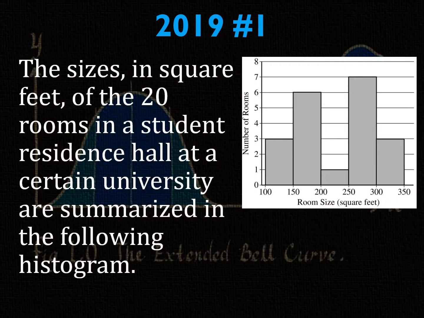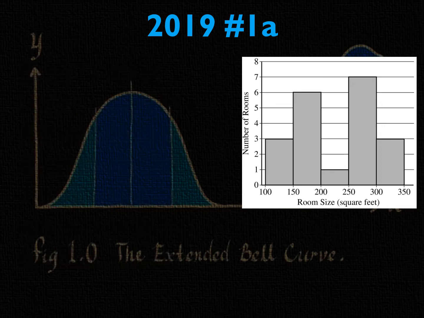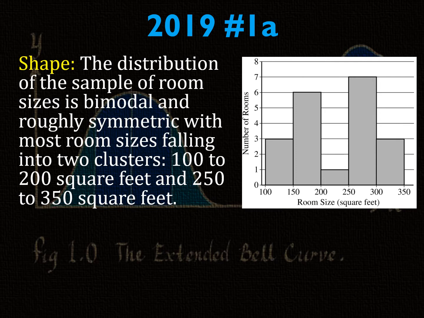2019 number 1. The sizes in square feet of the 20 rooms in a student residence hall at a certain university are summarized in the following histogram. Based on the histogram, write a few sentences describing the distribution of room size in the residence hall. So now you're basically going to look at shape, outliers, center, and spread. Let's look at the shape first. The shape is bimodal. In other words, there are two peaks and it is roughly symmetric with two clusters, one from 100 to 200 square feet and another cluster from 250 to 350 square feet.